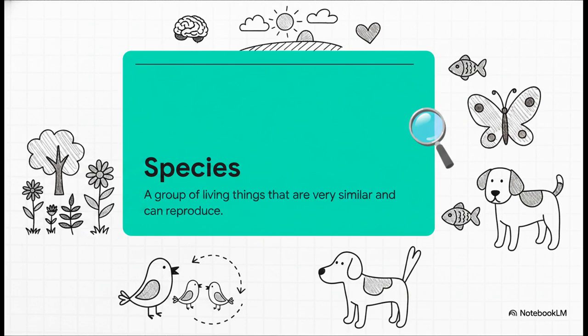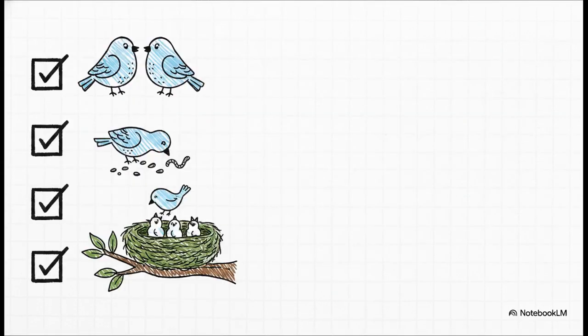That specific ability to create the next generation together is what truly locks an animal or plant into a specific species. To figure out if two organisms are members of the exact same species, scientists use a 4-point checklist. Number 1, do they look similar? 2, do they eat similar food? 3, do they live in similar habitats? And 4, can they reproduce with each other? If you can check all of those boxes, you are looking at a single species.